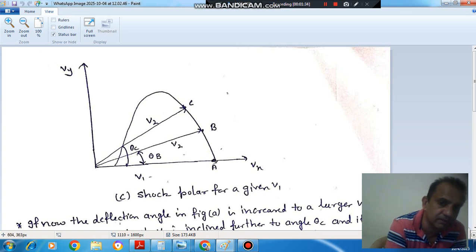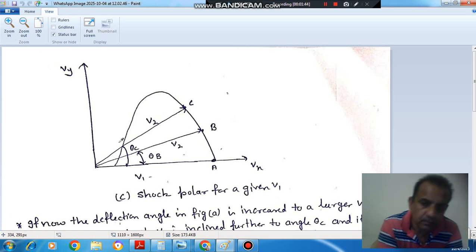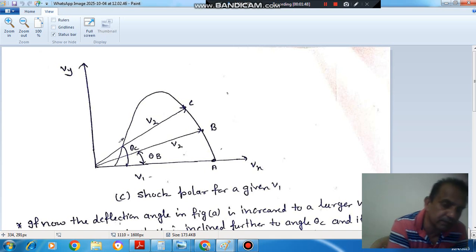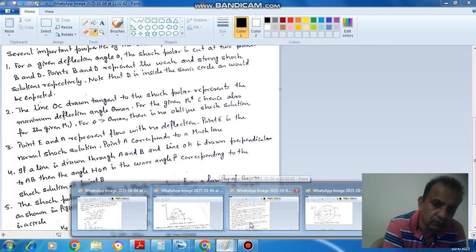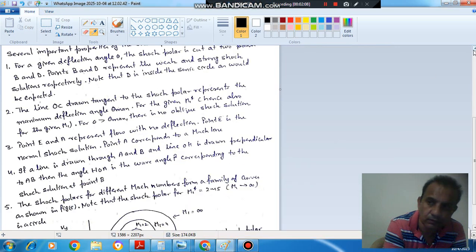Next we non-dimensionalize the thing. Here the velocities are in terms of absolute velocities v1, v2, a2, like that. But it is a shock, and shock is an adiabatic process. In an adiabatic process, the A star characteristic fluid velocity remains the same before and after shock. So if we divide v1 by A star and v2 by A star, then we can non-dimensionalize the things. After non-dimensionalizing, we get this graph.